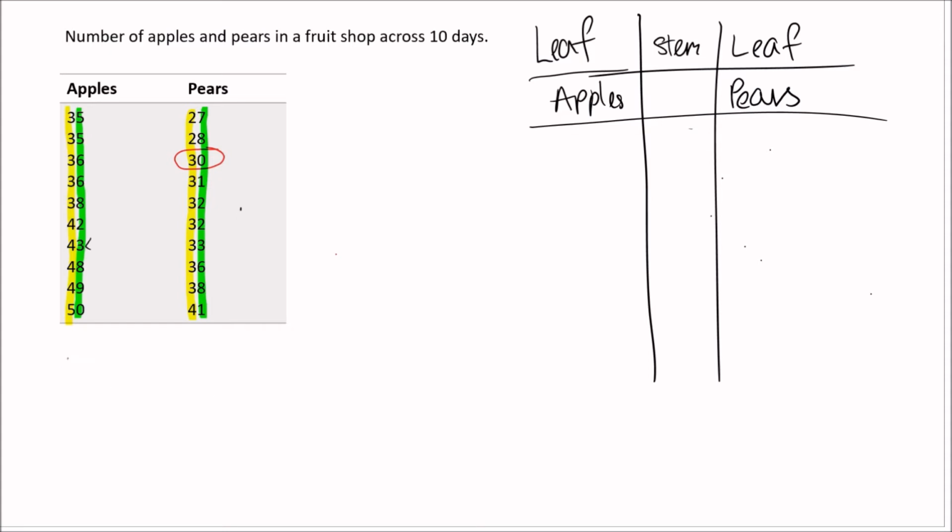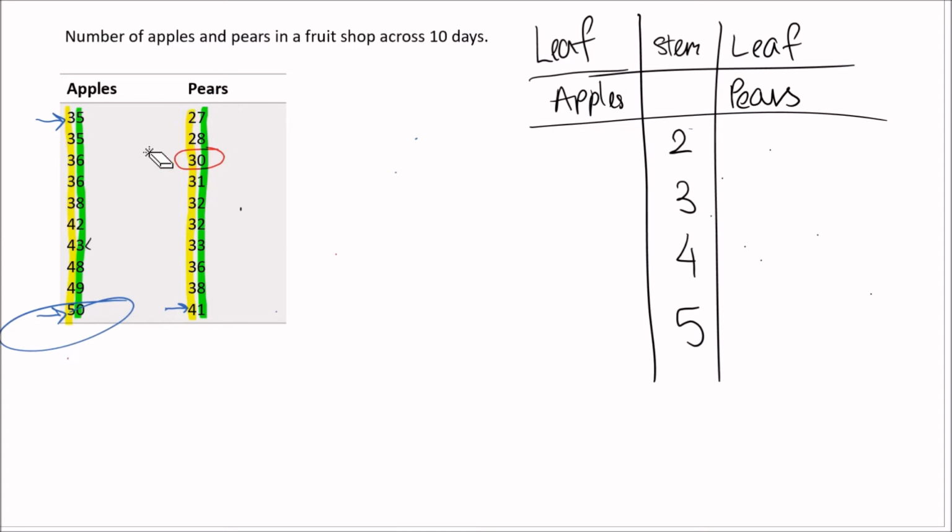Okay, now we're going to move on to our stem. Our lowest stem for pears is 2. I'm going to draw it here, 2. Our highest stem for pears is 4. Our lowest for apples is 3, and our highest is a 5. Since we're comparing all the data here, we have to look at the lowest stem overall and the highest one. So the lowest overall is a 2 for 27, and our highest is a 5 from 50, which means that we have to write our stem from 2 all the way to 5.